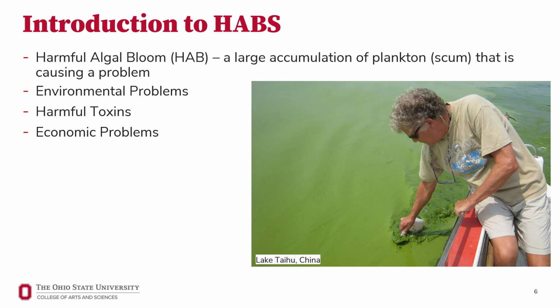Harmful algal blooms, which is abbreviated as HABs, are defined as a large accumulation of plankton, sometimes called a scum, that has negative effects on people and/or the environment. Some of these negative environmental effects can include shading of aquatic plants, fish kills, and low oxygen levels or dead zones in the water. Sometimes these blooms can produce toxins that are harmful both to humans and to other animals in the environment. There are also negative social and economic impacts to harmful algal blooms.